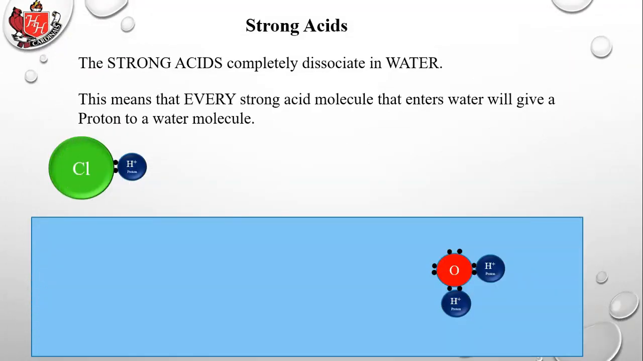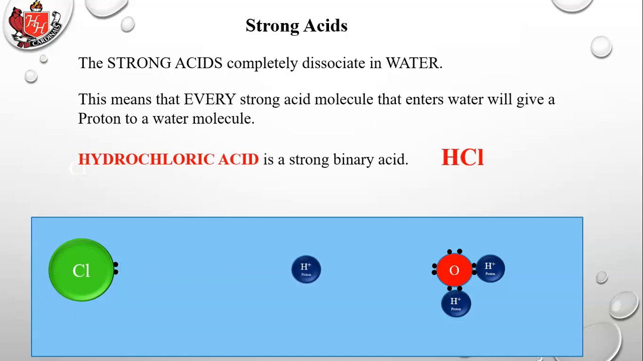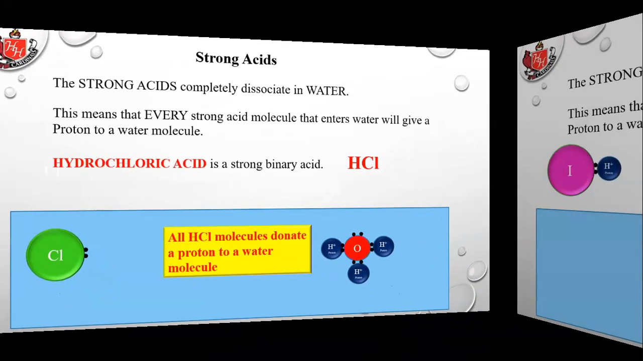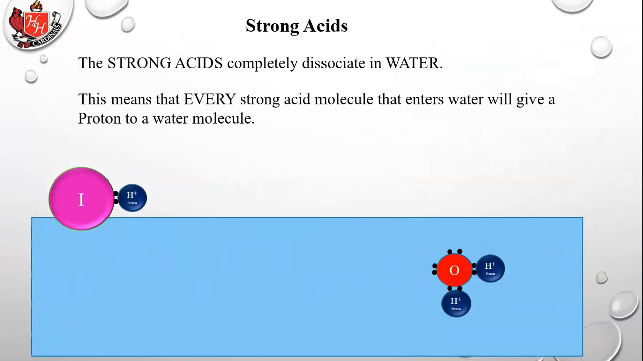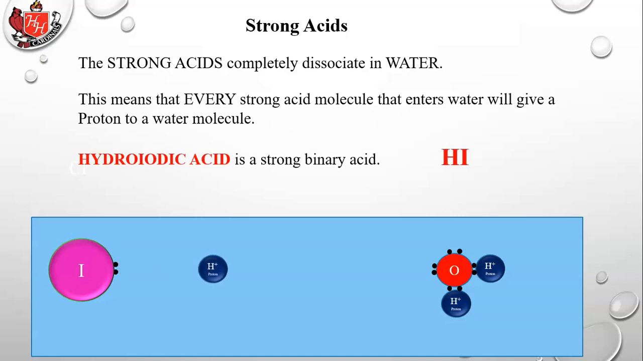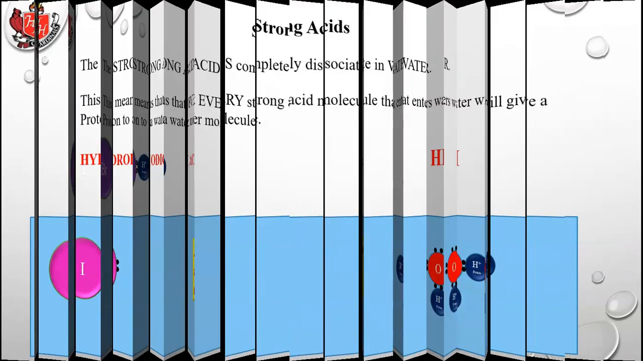So let's look at the strong acids quickly. We're going to look at all 7 of them and what happens. Every strong acid molecule that enters the water will give a proton to the water molecule. So this is hydrochloric acid. There goes the proton over to the water molecule. All HCl molecules donate a proton to a water molecule. Here's hydroiodic acid. It's going to give up its proton 100% of the time. There it goes, and all HI molecules donate a proton to a water molecule.